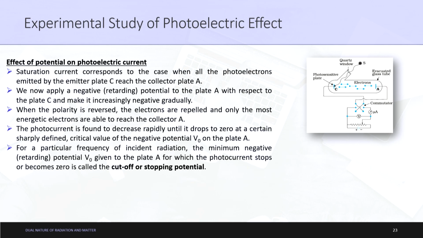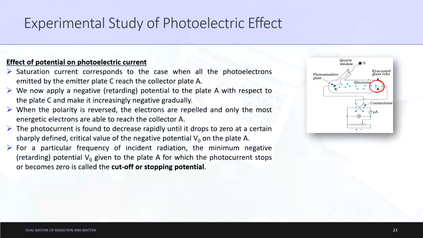This saturation current corresponds to the case when all the photoelectrons emitted by the emitter plate C reach the collector plate A. Fine. So, what is happening is the complete package of electrons which the emitter plate was emitting is being transferred to the collector plate A. Okay.